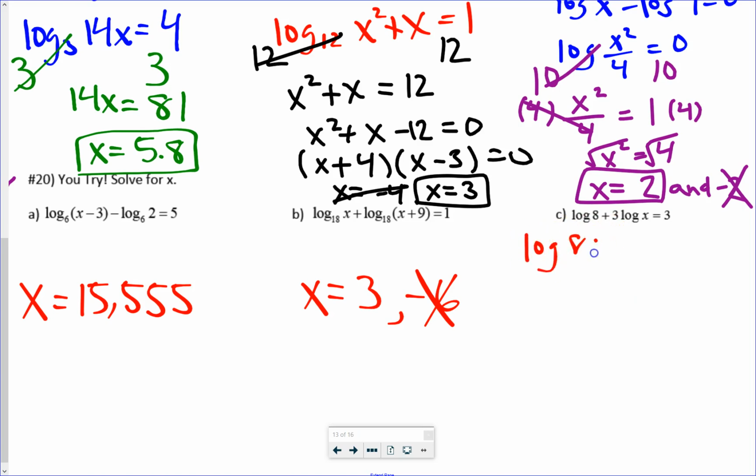All right. So it becomes x. Hold on. We have to do our power property first. So bring that up. Then we're going to multiply. So it becomes log 8x cubed equals 3.